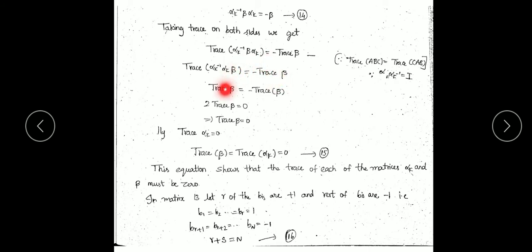So now sending this trace B to that side, here it is minus, on going to that side plus trace B, is nothing but 2 trace B equals 0. So trace B is equal to 0, as 2 goes to that side, 0 by 2 is 0. Trace B is equal to 0. Similarly, trace of alpha k, if we follow in the same manner, we would get trace of alpha k matrix is also equal to 0. So finally what we are concluding here is trace of beta and trace of alpha k are equal to 0. So trace of these Dirac's matrices is equal to 0.